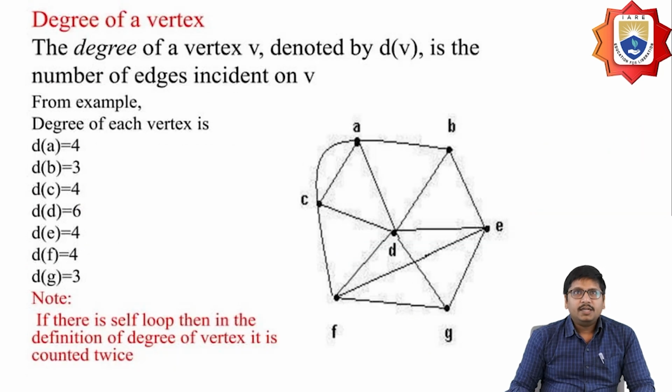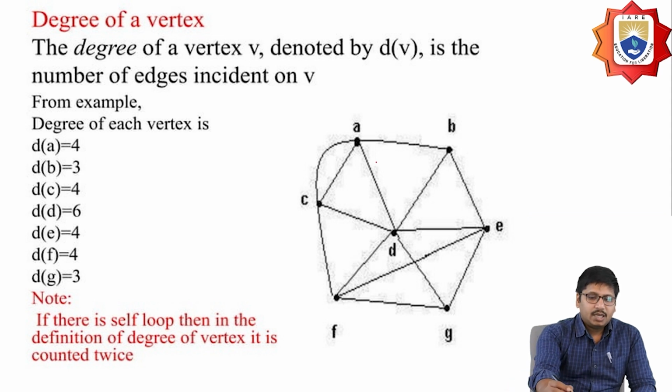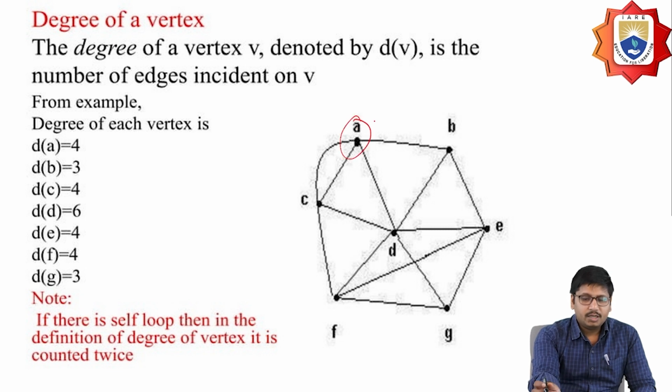And the next one is the degree of the vertex. The degree of vertex V is denoted by degree of V, and that is the number of edges incident on V. So the degree of vertex A, denoted degree of A, is 4, the degree of vertex B is 3, the degree of vertex C is 4, and the degree of vertex D is 6.